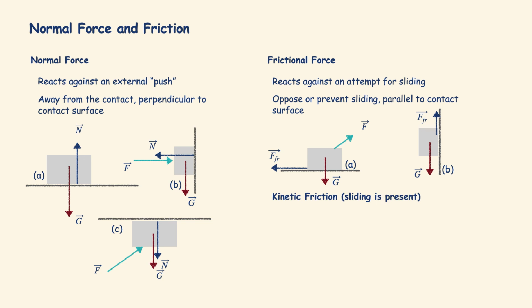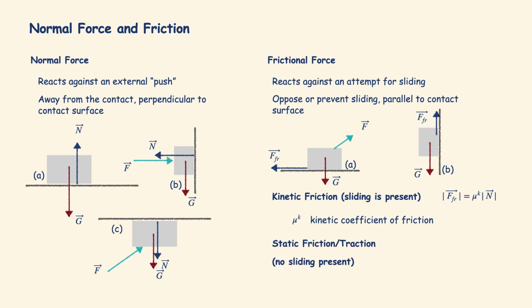There are two different scenarios here when it comes to the frictional force. The first scenario is when we actually have a sliding, or the sliding is present there, and we talk about kinetic friction. So when we have kinetic friction, the magnitude of the kinetic friction is always a fraction of the magnitude of the normal force. How much that fraction is determined by mu, that I have marked as mu k, and it's called the kinetic coefficient of friction. If there is no sliding, we talk about static friction or traction.